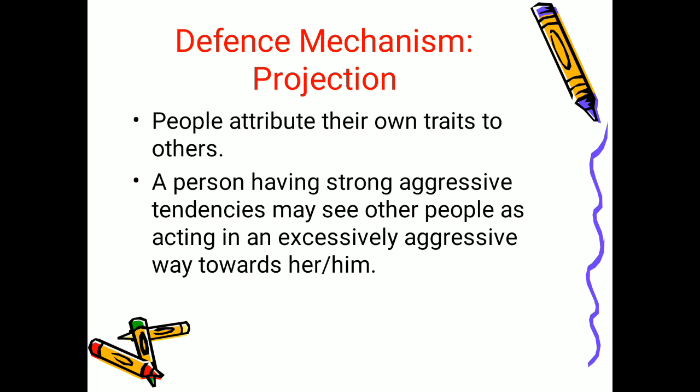A person having strong aggressive tendency may see other people as acting in an excessively aggressive way towards him or her. Now, a person who is very aggressive would always look towards others as though they are also aggressive. A person who has a lot of aggression will always look in an aggressive way towards others. If I have aggression, I will look towards everyone that he or she also has a similar kind of aggression in others as well. So that is what is projection.